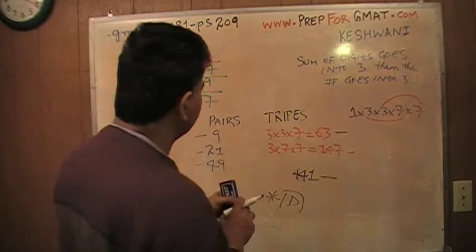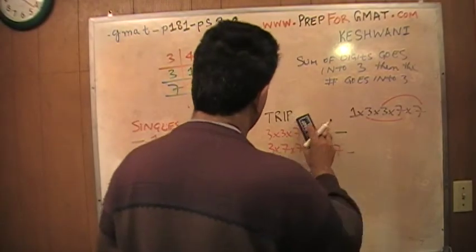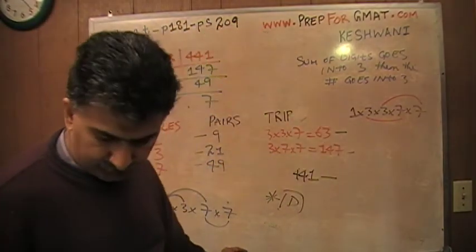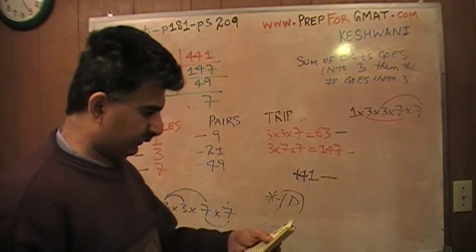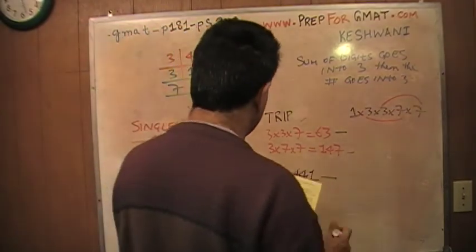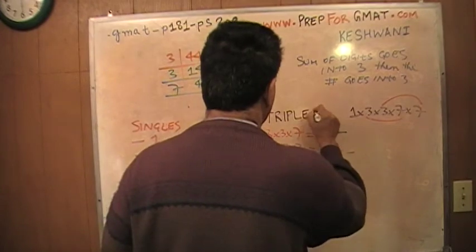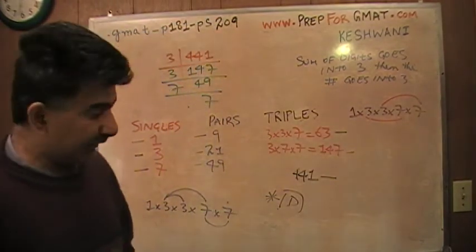That should say triples. I do not know how to spell things. That's my problem. I'm bad at spelling. Triples. T-R-I-P-L-E-S. Spelling is not my forte.